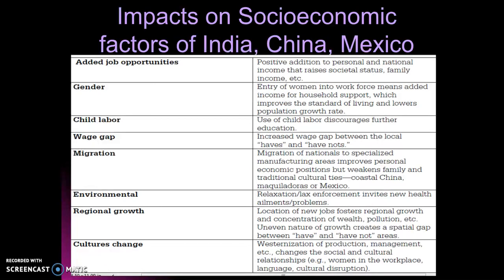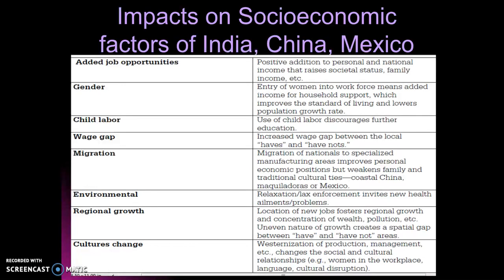You saw a lot of problems with the environment because as factories opened and they didn't have the same environmental laws, you saw a lot more pollution and environmental impacts. Places like India, where there's so much pollution. China, they've had bad issues with pollution, and same with Mexico.